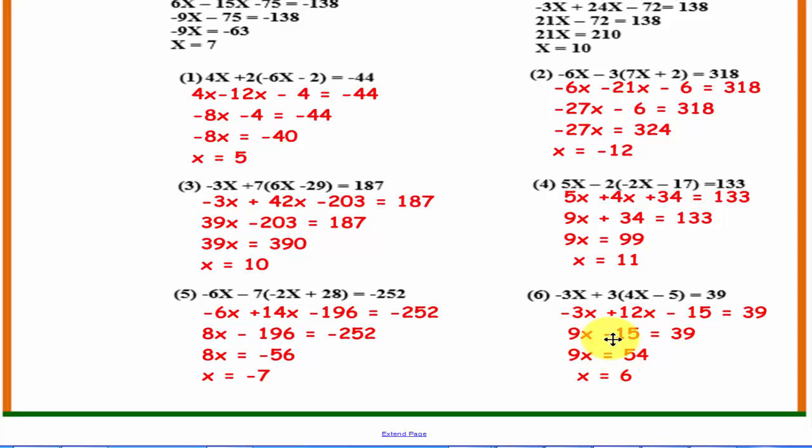Now over here we're going to add a positive 15 to that side, add it over here. So we end up with 54. 9x equals 54, positive, positive. So x equals 6. Okay, hopefully your answers matched ours.